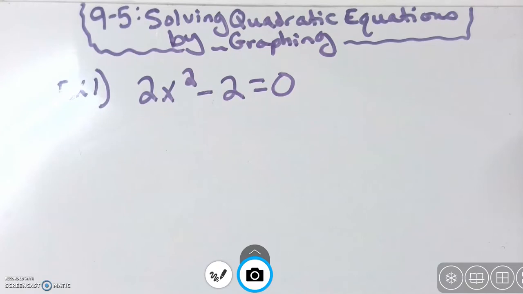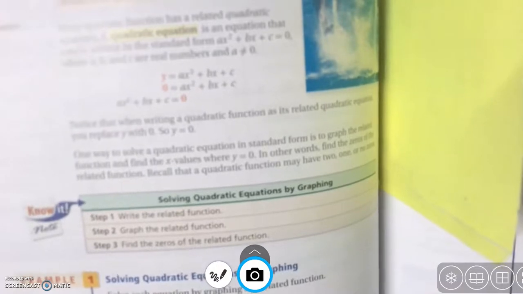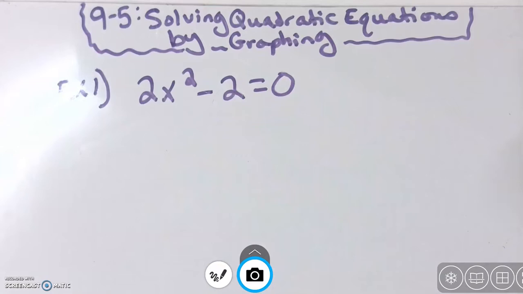So anyways, what I want you to note on page 622 is that there's a Know-It Note, and there are 3 steps for solving quadratic equations by graphing. I want you to write those down. So it's right here. See it? All right, so page 622, you're going to write down those 3 steps. Solve quadratic equations by graphing. Step 1, write the related function. Step 2, graph the related function. Step 3, find the zeros of the related function. If you need to, you can pause and copy that down. Okay, good.